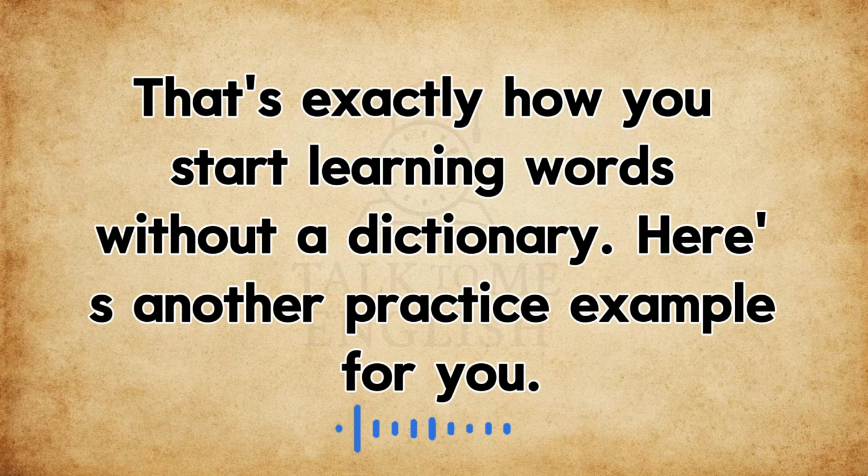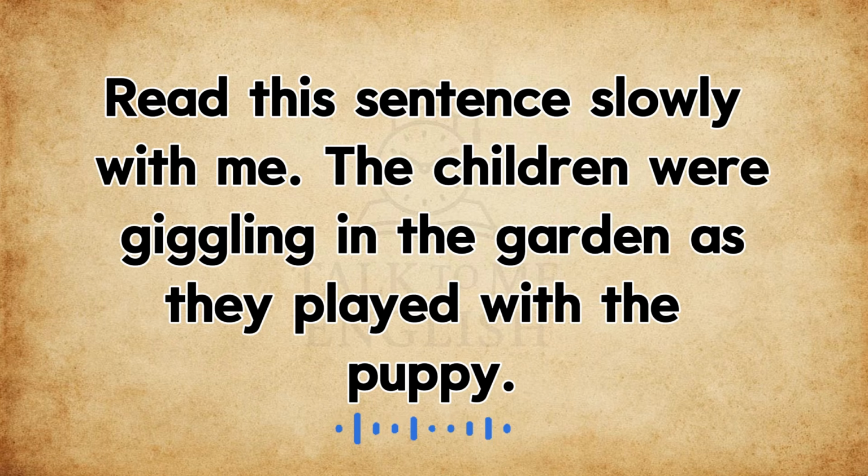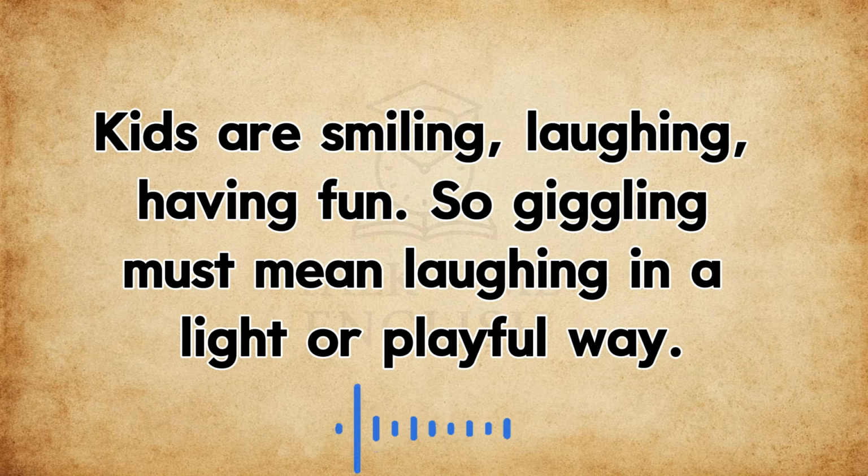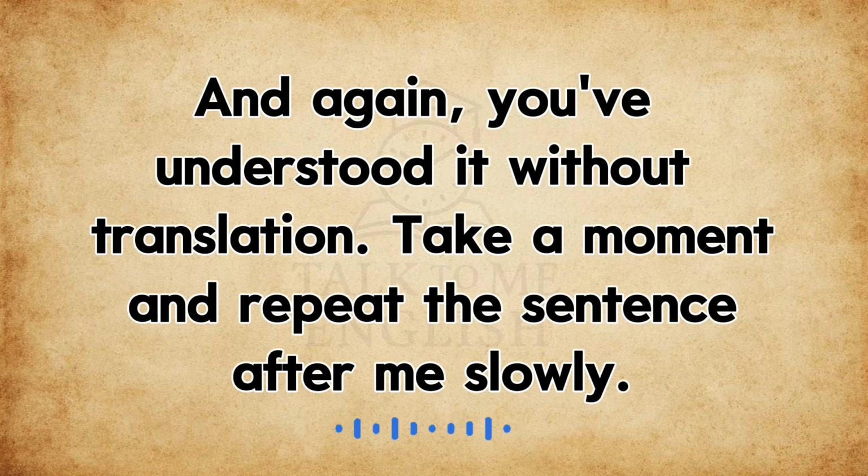Here's another practice example for you. Read this sentence slowly with me. The children were giggling in the garden as they played with the puppy. Now maybe giggling is new for you, but look carefully. Children, garden, puppy. This is a happy scene. Kids are smiling, laughing, having fun. So giggling must mean laughing in a light or playful way. And again, you've understood it without translation.